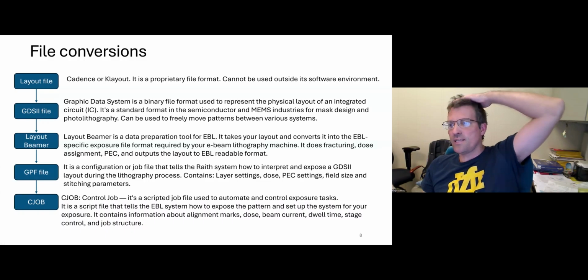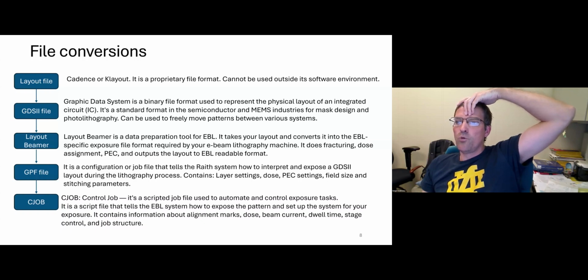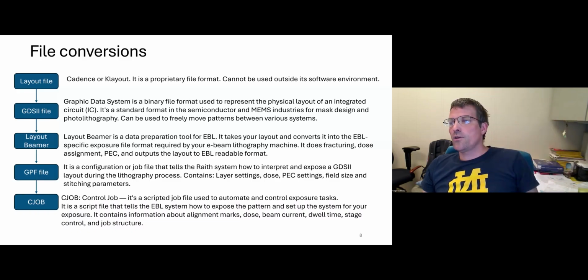Now, GDS is a graphic data system. It's a binary file format, open source. It is an industry standard to move patterns between different software and packages. So your first step is to find out how to export your pattern to a GDS file from Cadence or K-Layout or any other layout editor that you are using.